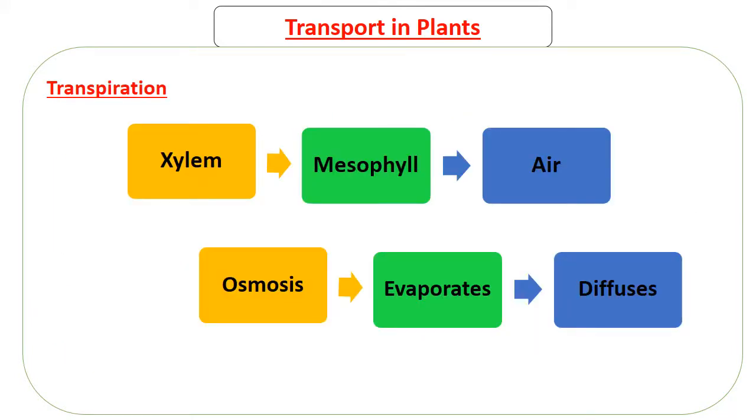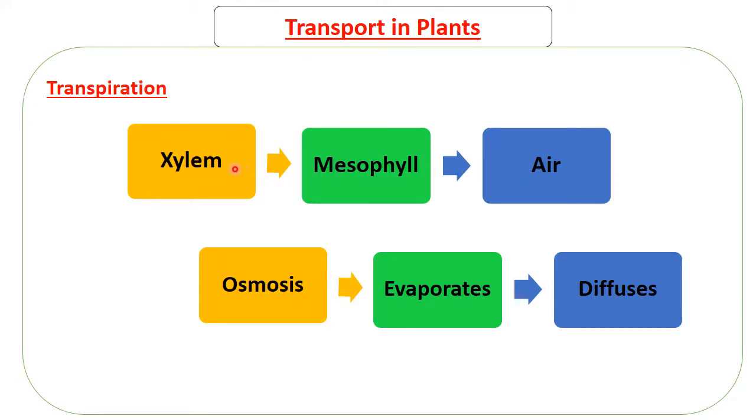So we've studied the processes or the forces that make water move up the plant. In transpiration, there are three stages that water moves through. The first is the xylem. When water leaves the xylem, it goes to the mesophyll. That's when it goes to air, to the outside environment.